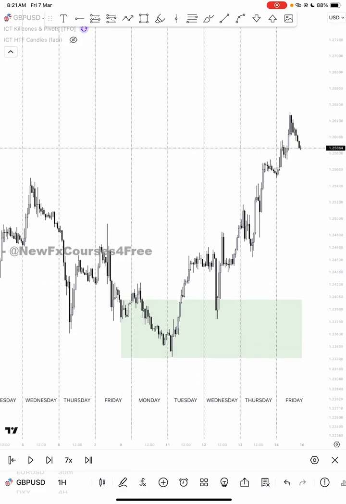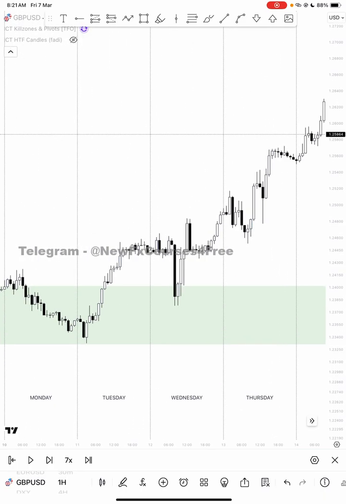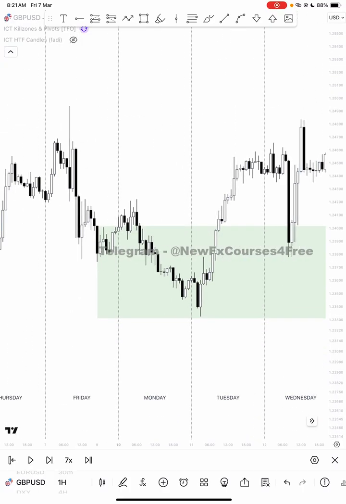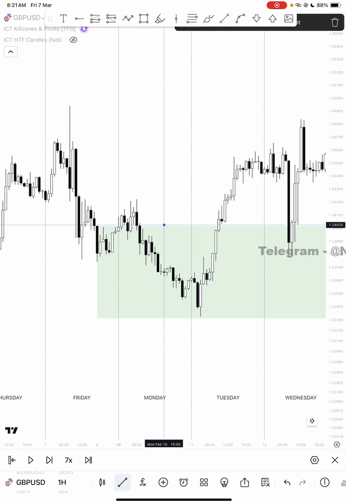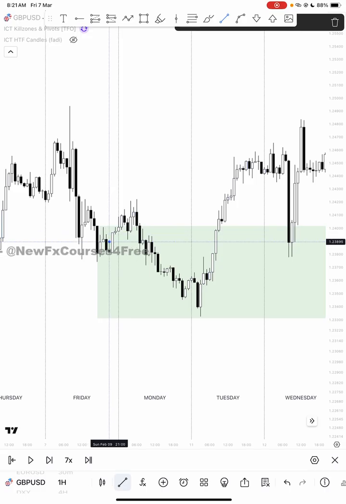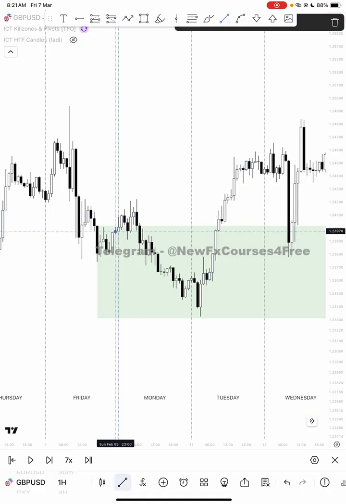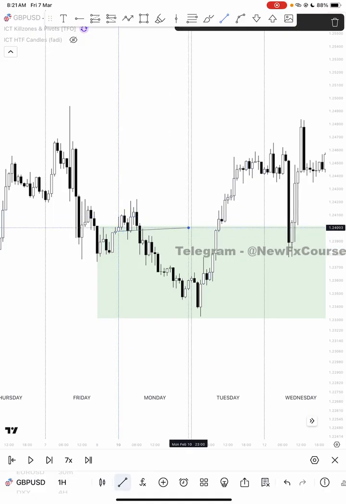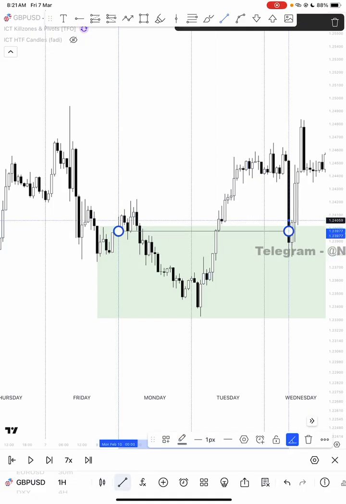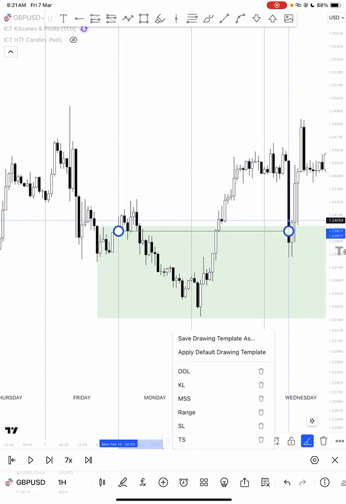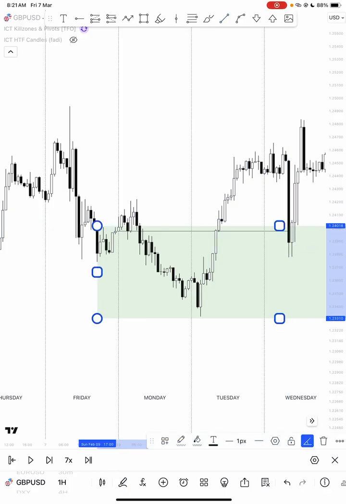So you got your buy zone here. So where is the weekly open price? Here, Monday over here. This is your weekly opening price.